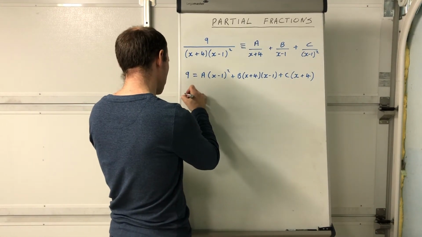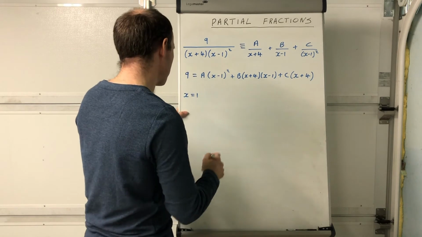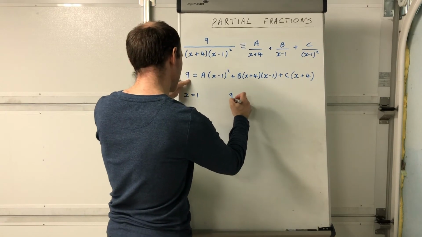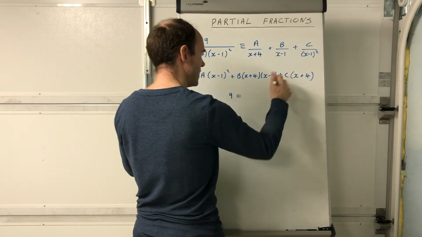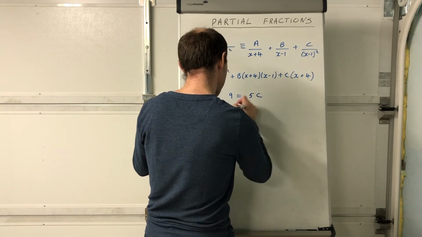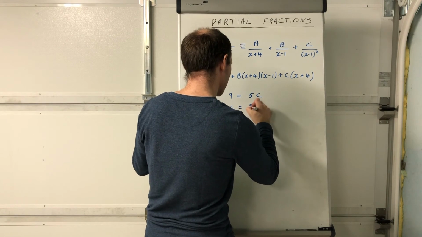So let's just substitute in x equals 1 and see what happens. On the left hand side you've just got 9, on the right hand side 0, 0, 1 plus 4 is 5, 5c, and c then is equal to 9 over 5.